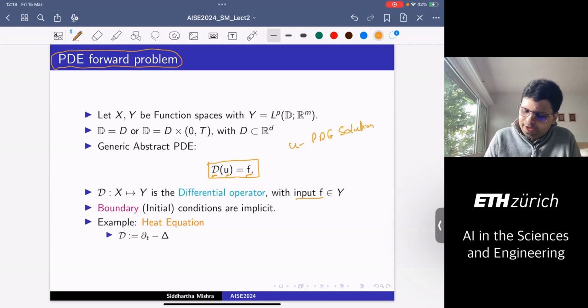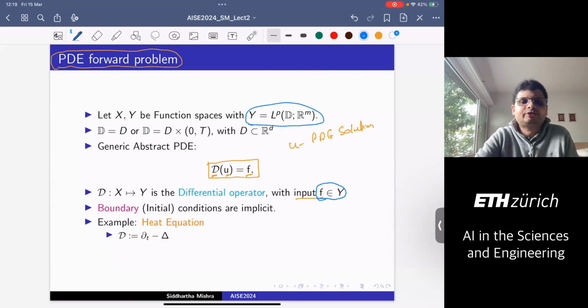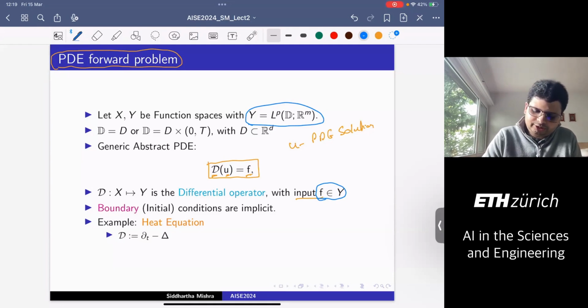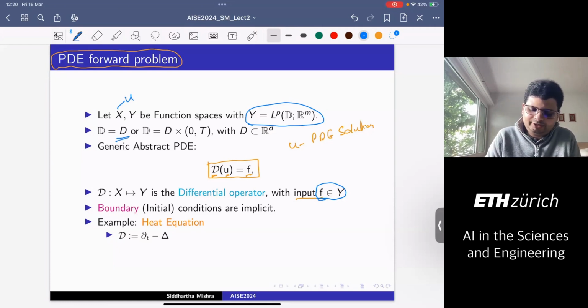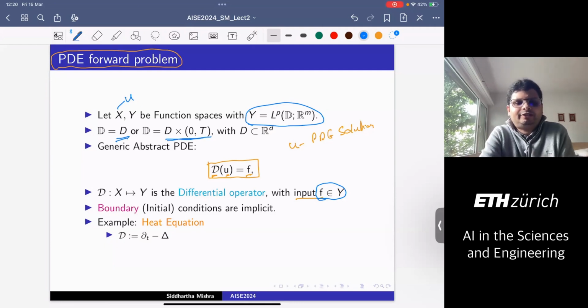We say that the input lives in a function space Y. This could just be some L^p space. L^p simply means p-integrable functions. So L^1 would be integrable functions, L^2 would be square integrable functions, and so on. Similarly, u, the solution, lives in the space X, which is another function space. These function spaces are defined on a domain. This domain could be an open set in space, or an open set in space-time, depending on whether the PDE is a steady state PDE or a time-dependent PDE.